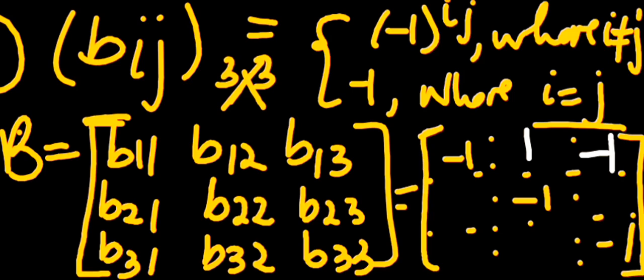Alright, the next one, we have 2 times 1. So 2 times 1 is what? 2, right?